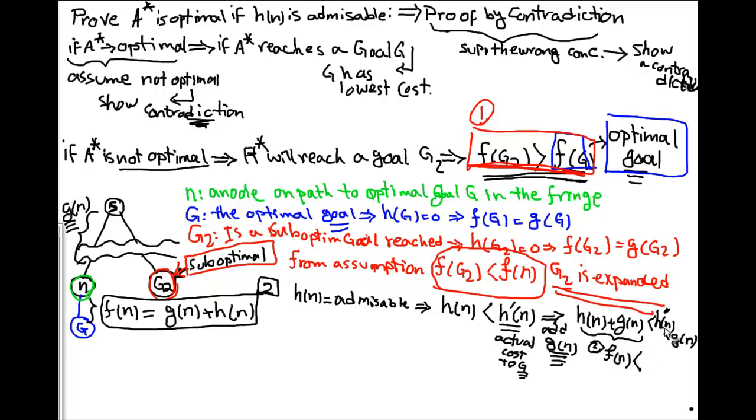Okay? Now look at this guy. What is this guy? H prime of n is the actual cost of going from n to g. And if I add to it g of n, which is the cost so far from start to n, the sum of these two is going to be f of g. So the sum of these two guys is going to be f of g. Okay, so I'm going to call this equation number 3.